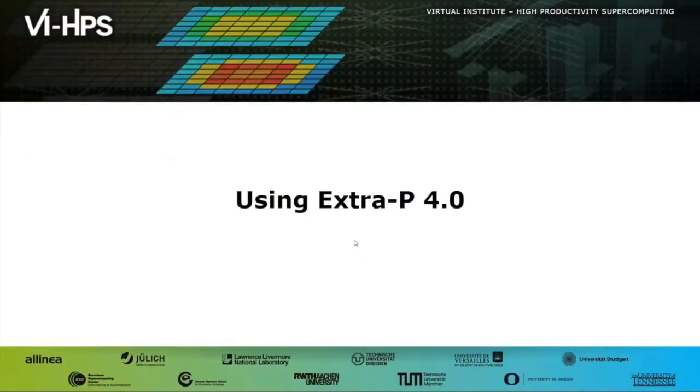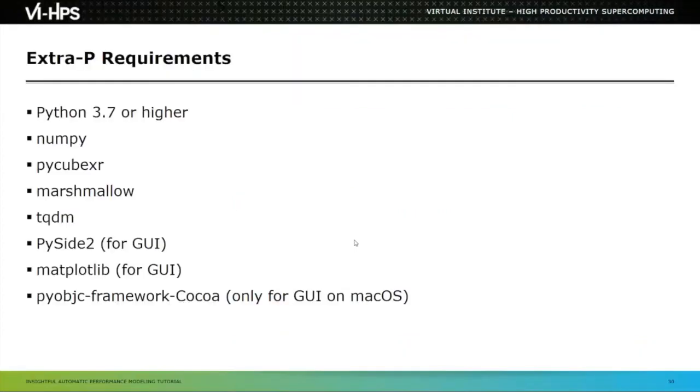So let's get into how we can use Extra-P 4.0, which is the current version release that we have. There are a few requirements for you to install Extra-P. The first one would be Python 3.7 or higher. The current Extra-P version is completely implemented in Python, and therefore the other dependencies are also very commonly used Python packages. One of them would be NumPy, and the second one is PyCubeXR, which is our own implementation of a cube file reader. And then there are a few other Python dependencies for the GUI, and a few also that the GUI runs on macOS.